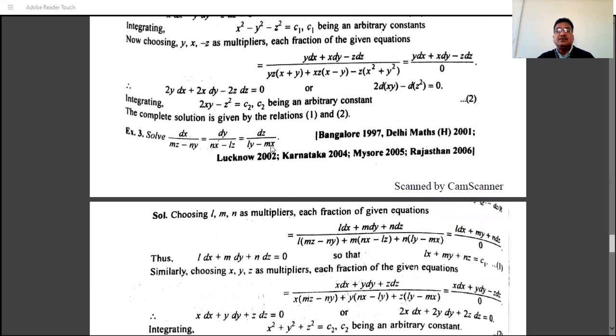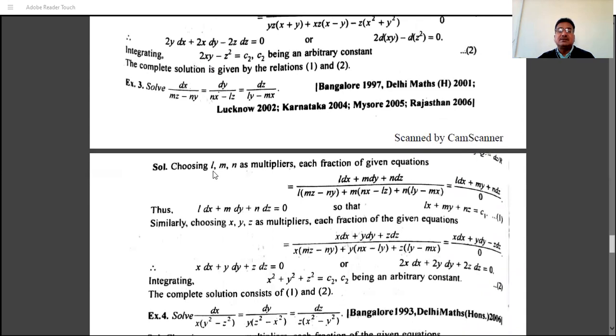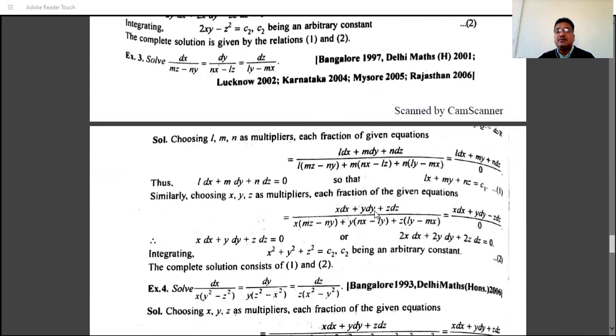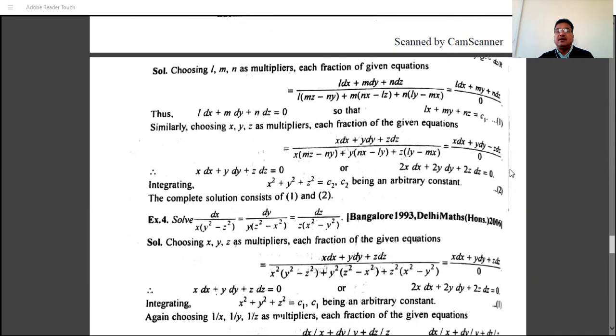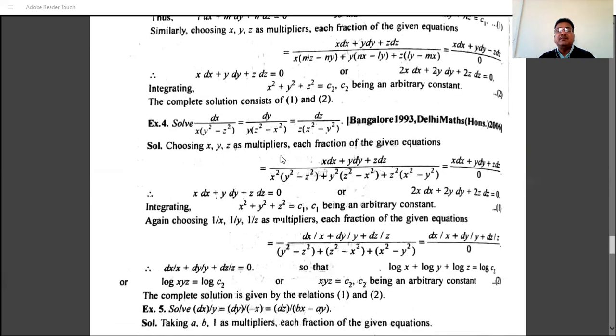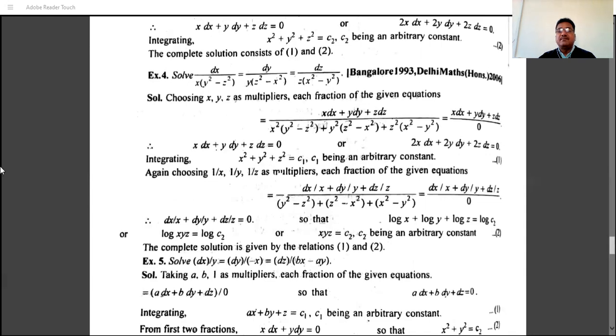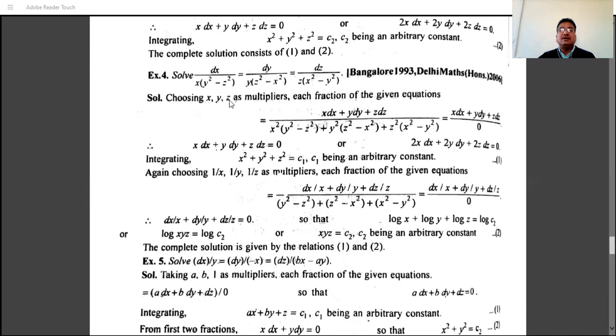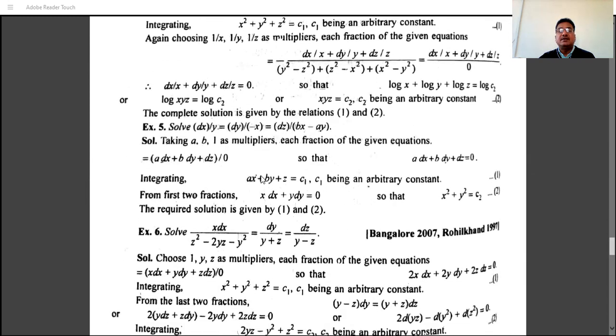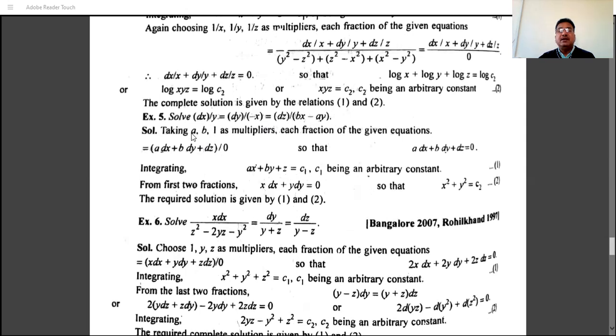Then in this problem, using multipliers l, m, n, we have the answer 0, and therefore after integration we have the answer lx plus my plus nz is equal to C1. Then choose multipliers x, y, z, again we have the answer 0, and so we have the second solution x square plus y square plus z square is equal to C2. The next problem, already solved in the previous lecture, uses multipliers x, y, z, here 1 by x, 1 by y, 1 by z, or multipliers a, b, 1.